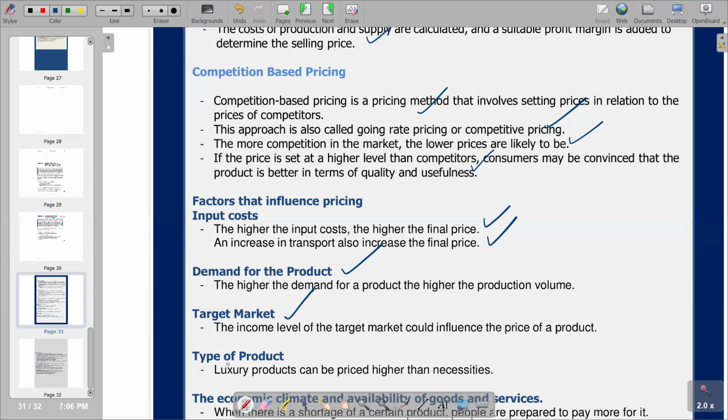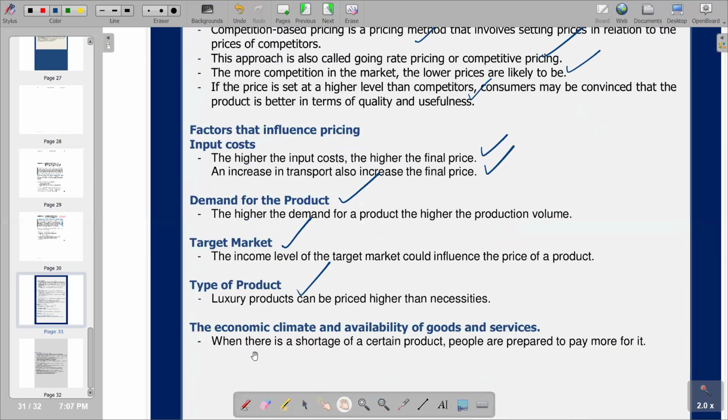Then we go to the next one, which is type of product. On type of products, we are talking about luxurious products, and obviously we can also include inferior products. Luxury products are associated with higher prices, and if you go to inferior products, the prices will be low. So in the explanation that we have, the point says luxury products can be priced higher than necessities. So this is the explanation that we have on type of products.